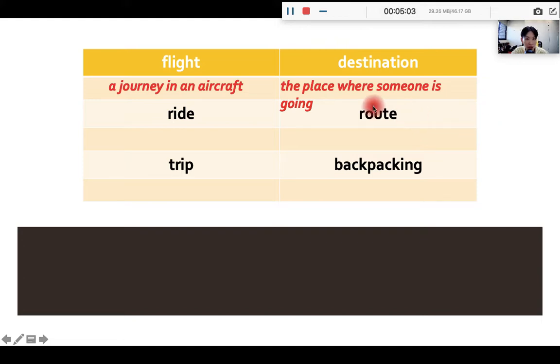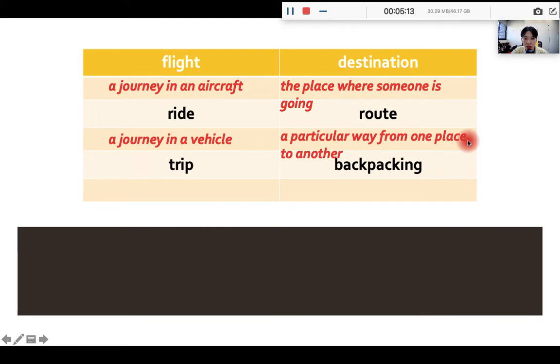Okay, the fifth pair right here refers to a journey in a vehicle in general. Okay, and then this next word has two pronunciations. You can say it like route or route. It refers to a particular way from one place to another. Okay, good. Finally, trip and backpacking.